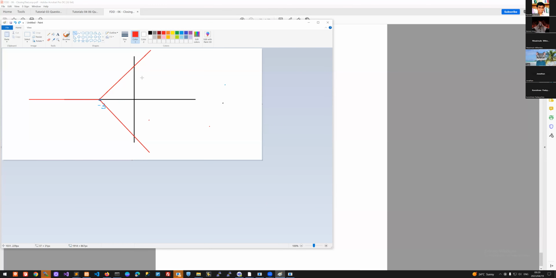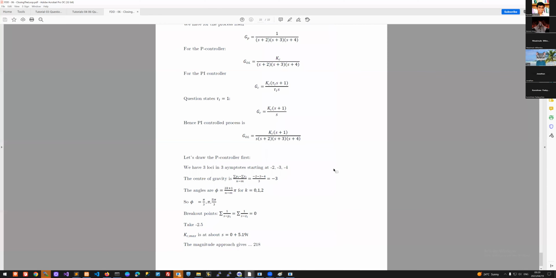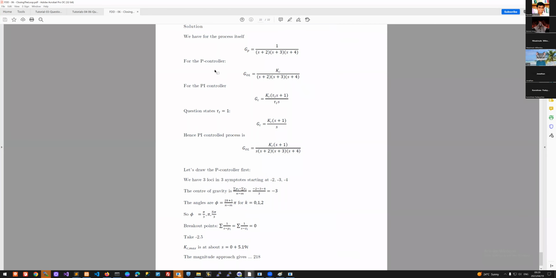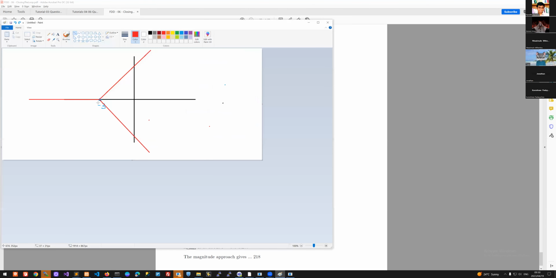So these so-called breakout points, there are ways to calculate these, which we'll look at. But that's just quickly how we can draw these asymptotes. So number one, and again, apologies, but it looks like we didn't include the controller. We just did the process for now. So just looking at the process, we only have poles here. And so we have 3 poles, and we can say that the 3 poles are -2, -3, -4. And so we can work out the center of gravity using this formula. And then we can work out the angles here. And then that tells us everything there is to know about the routes.